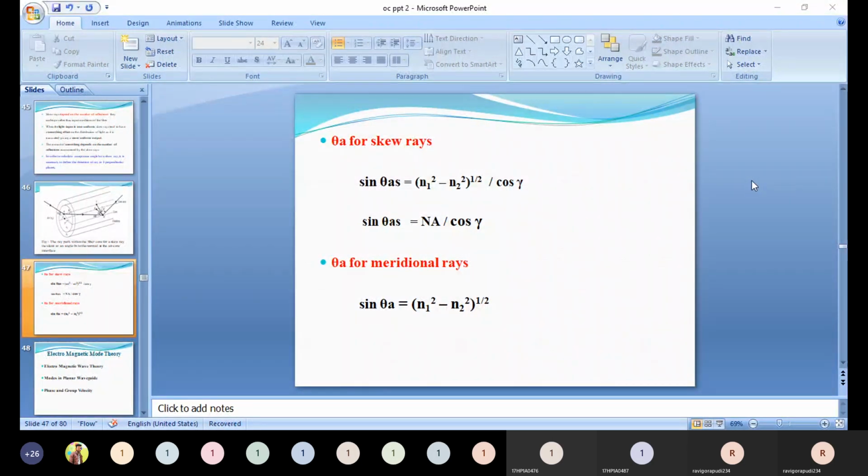In the problem, the N1 N2 values, please tell once again, sir. The values are 1.45 and 1.43. Core is 1.45. Cladding is 1.43. And the given angle is 100 degrees. Here we have to find the angle for both meridional and skew rays.